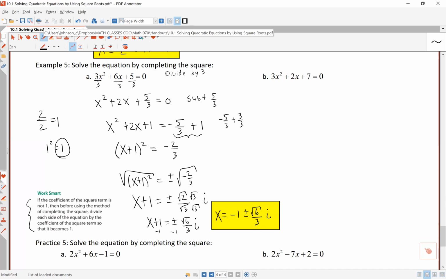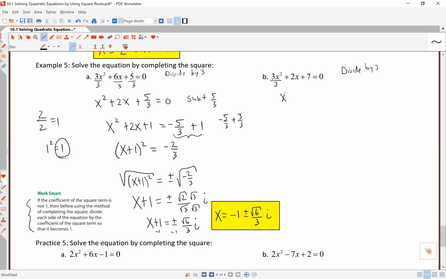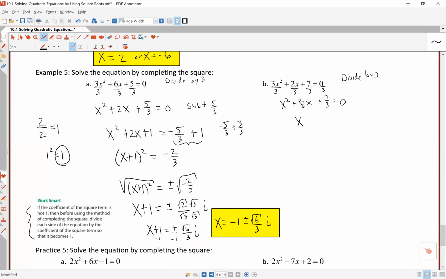Letter B, we have to divide everything by 3 first to make the coefficient of x squared 1. Zero divided by 3 is 0. Now we isolate the x squared and the x terms by subtracting 7/3 from both sides.